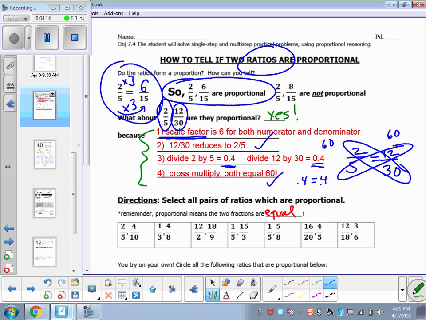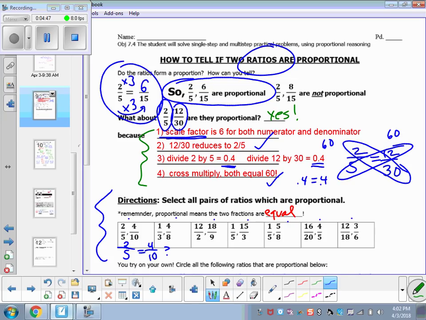So now what we're going to do, and just so you guys know, the SOL loves questions like this set right here. We're going to select all of the pairs of ratios which are proportional. So all you're looking for then is two fractions which are equal. Now we're just going to work through them from left to right. We're going to work through all of these, and we're going to determine which set of fractions would in fact form a proportion. So with this first one, we've already talked about it. What we want to know is, is this true?